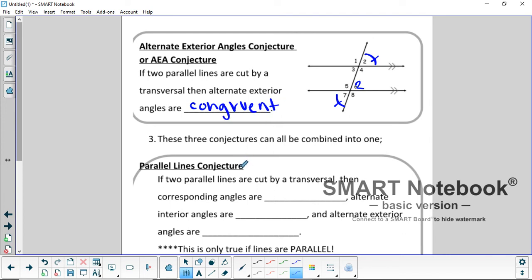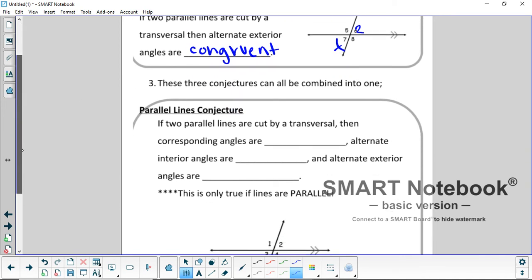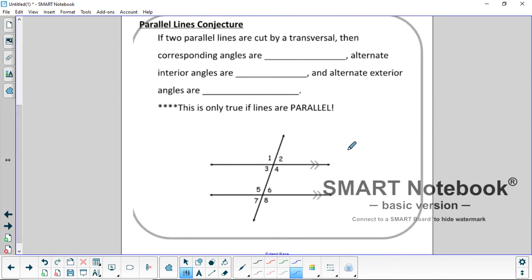So what they do in math is they like to condense things as much as possible, and they're going to take all 3 of those sentences and put them into one statement. So it says, if you have 2 parallel lines and you slice through them, then all of those special angles are congruent.